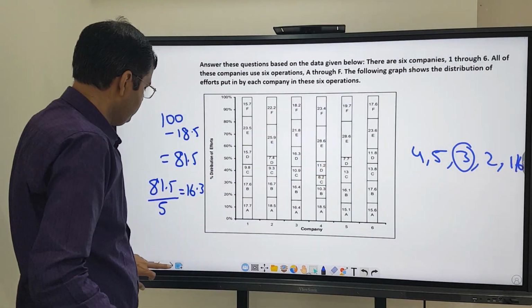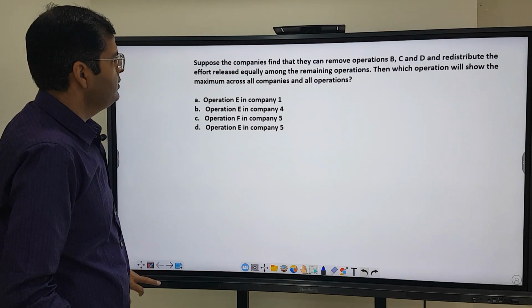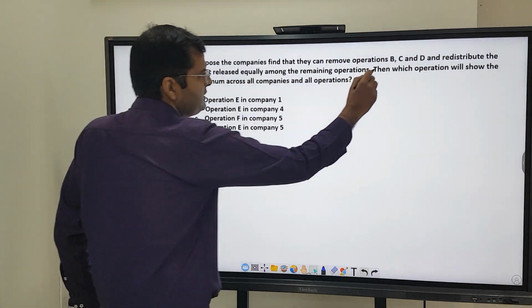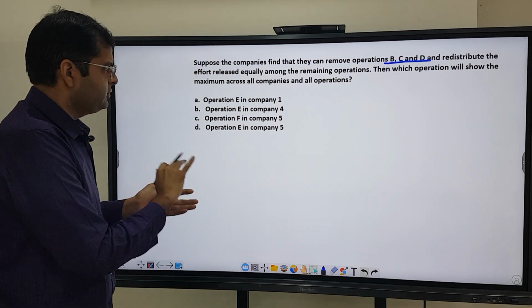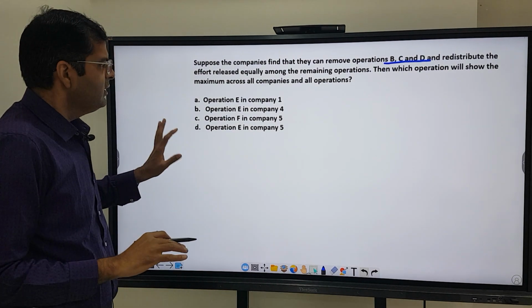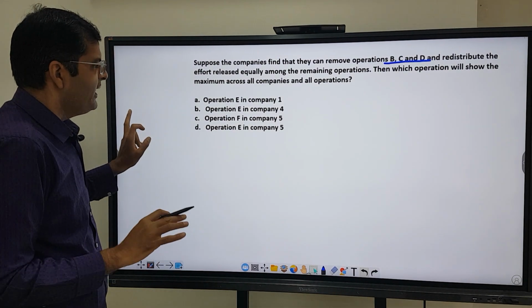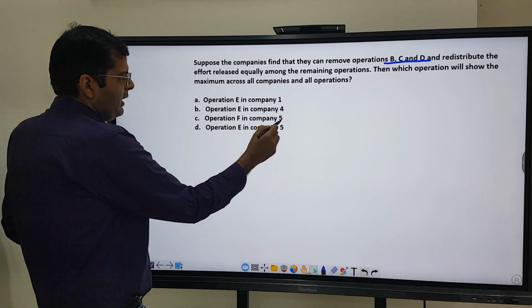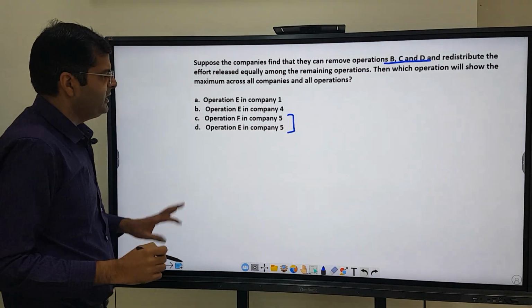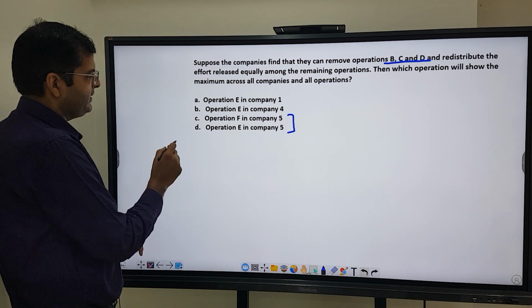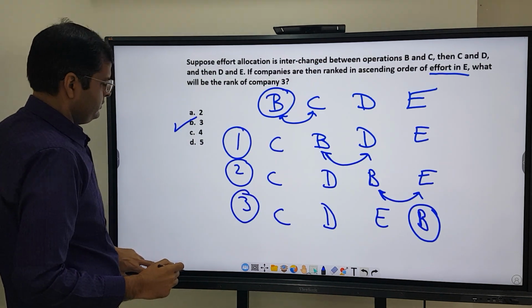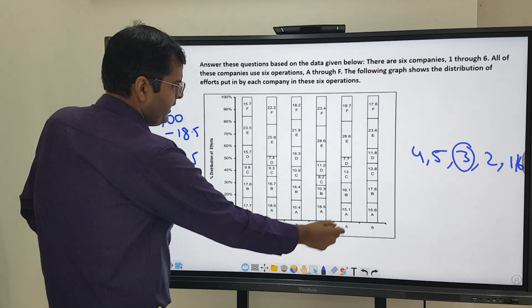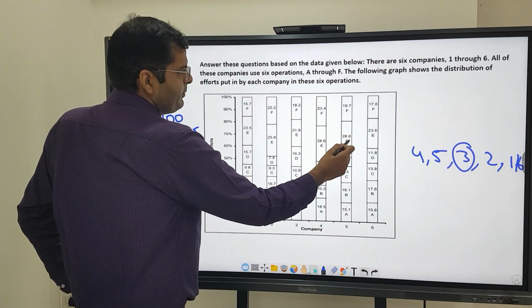The question is saying that you remove operations B, C and D and redistribute that effort. So rather than calculating it, I'll use the options and try to figure out the answer. Company 5 is common in options C and D. So let me first figure that out. Here it is operation F and here it is operation E.